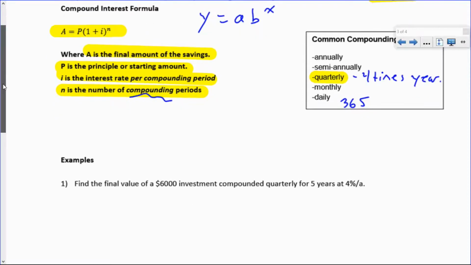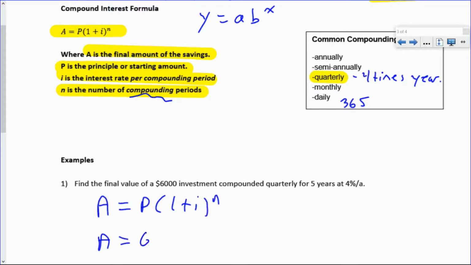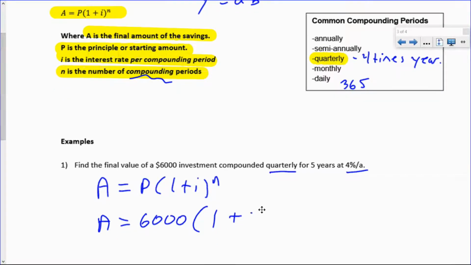As an example, we could use the compound interest formula to solve any problem with compound interest. So here we have, I'm just going to write the formula down and sub in things. We have a $6,000 investment, so our principal is $6,000. Now our interest rate is 4% per year, but it's compounded quarterly. So we have to take our interest rate and divide it by 4, because you're only going to get a quarter of the interest rate if it's compounded quarterly.